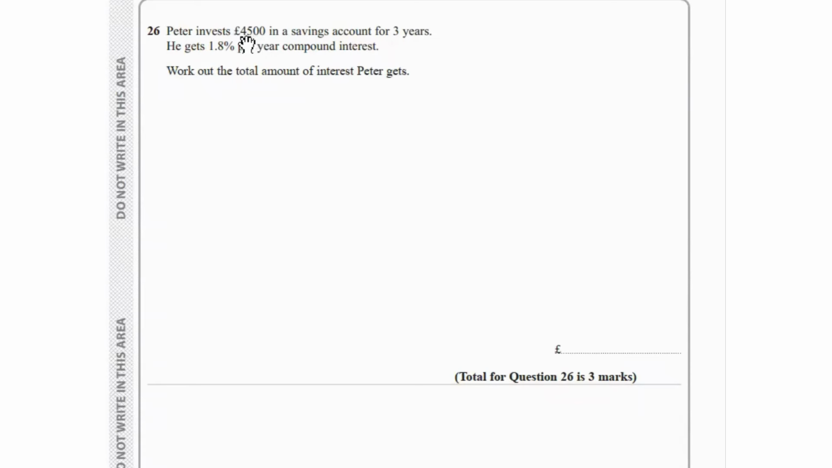Then Peter invests 4,500 pounds in a savings account for 3 years. He gets 1.8% per year compound interest. Work out the total amount of interest Peter gets. Keyword is interest and compound interest.